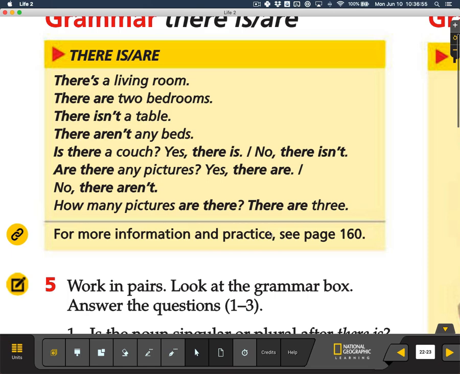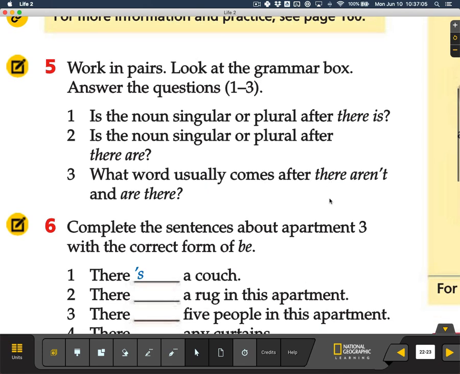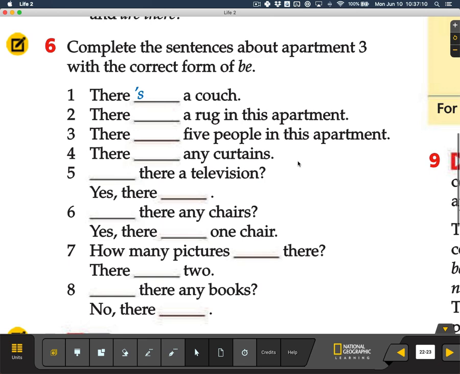Questions? I know that was fast, but we're going to practice it, so it's okay. Okay? Alrighty. Here we go. There are. We just talked about that, so I'm going to skip that. What about these right here? What do you think? There's a couch. Okay, that was it. What about number 2? There's a rug in this apartment, or there is a rug in this apartment. Number 3. There are. Good. There are.